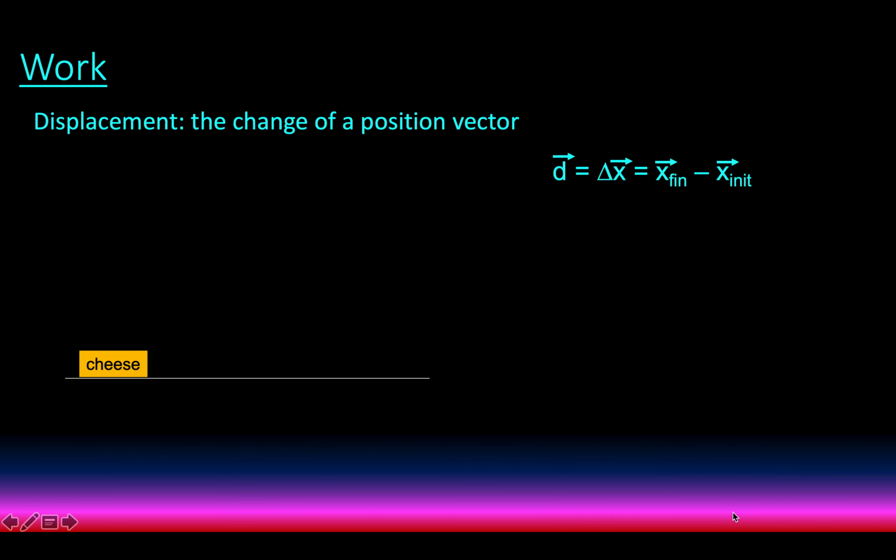To help us picture the concept of work, let's imagine there's a piece of cheese lying on the ground. We learned back in chapter 2 that displacement is a change in position vector. We didn't really work with displacement much yet in this course, but if I have a notion of the initial position of the cheese and the final position of the cheese, I could talk about the change in the cheese's position, and that quantity will be a vector.